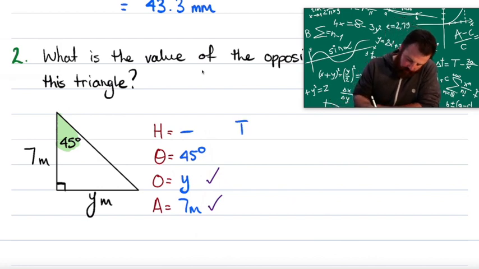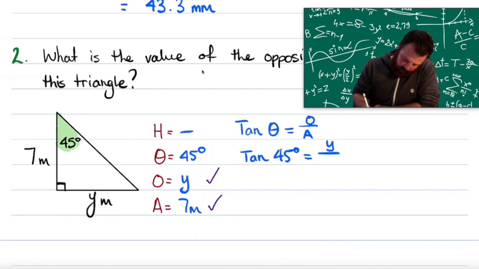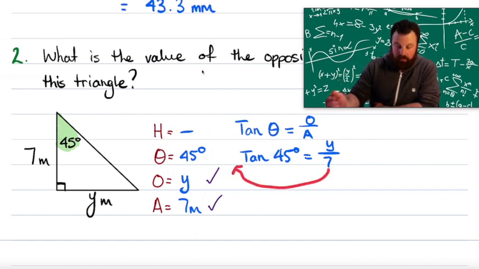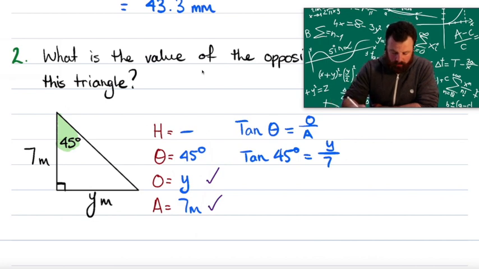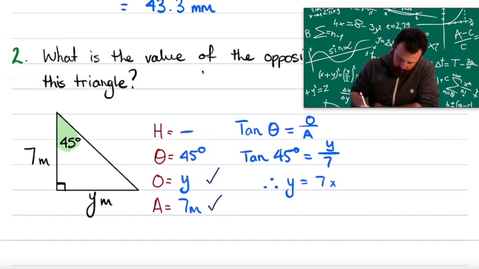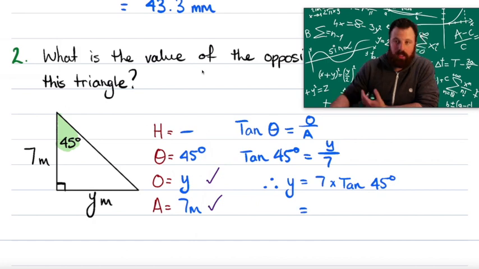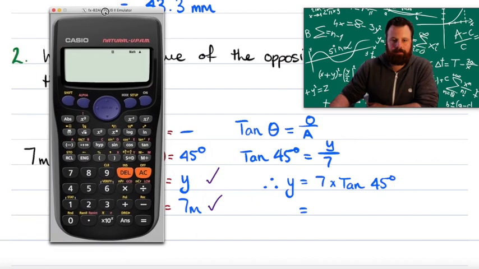So we know that tangent of our reference angle is equal to opposite over adjacent. So tan of 45 is equal to y over 7. Remembering here, our numerator is the thing that we don't know, so the denominator jumps over to the other side and becomes multiplication. So therefore, y is equal to 7 multiplied by tan of 45 degrees, and now we just pop that onto our calculator.